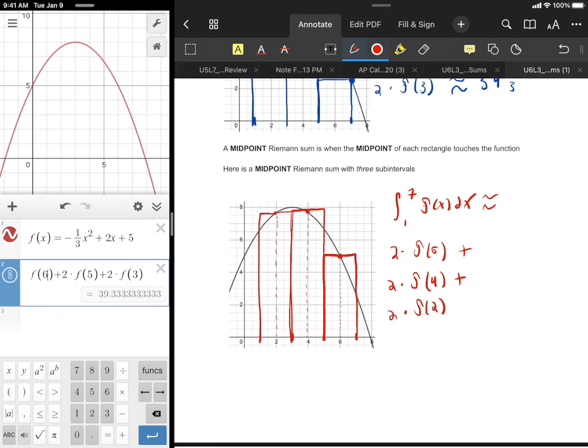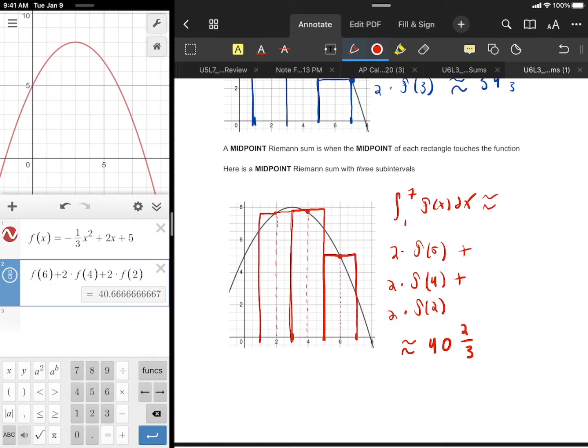That's going to get us 6, 4, and 2. Oh, the closest one yet. Now we have 40 and 2/3, which should make sense, right? Midpoint, you're kind of cutting the difference between the overestimate of the left and the underestimate of the right.